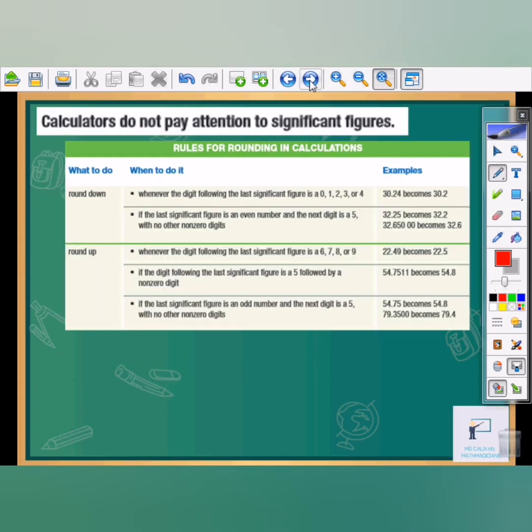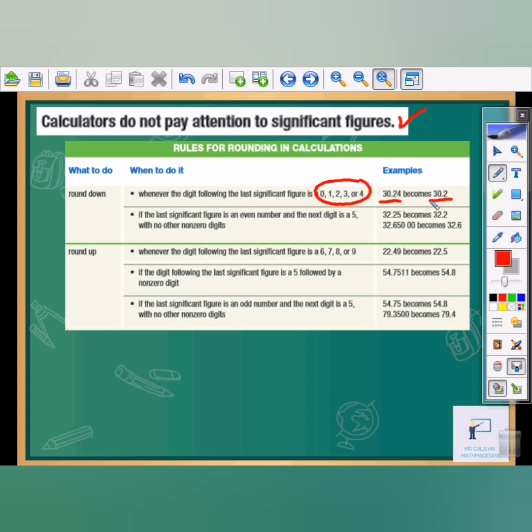Calculators do not pay attention to significant figures. You can use a calculator, but remember that you have to be careful with all these rules in physics. So, rules for rounding up or down. Whenever the digit following the last significant figure is 0, 1, 2, 3, or 4, we round down. We have an example, 30.24 becomes 30.2. We round down because the number is less than 5.